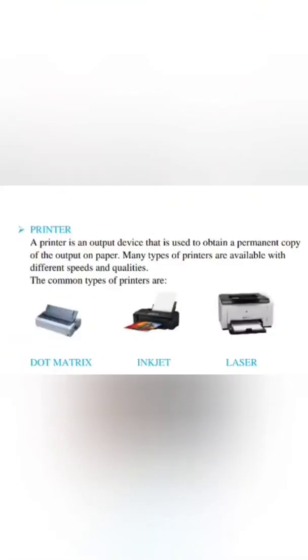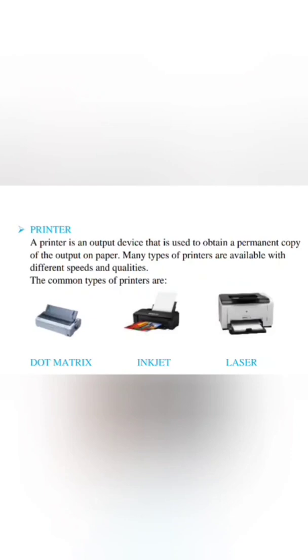Next output device is the printer. A printer is an output device that is used to obtain a permanent copy of the output on paper. Many types of printers are available with different speeds and qualities. Qualities may differ from one printer to another. The common types of printers are dot matrix printer, inkjet printer, and laser printer.